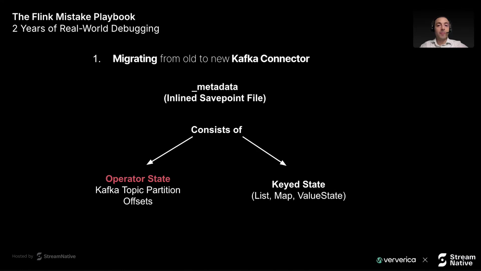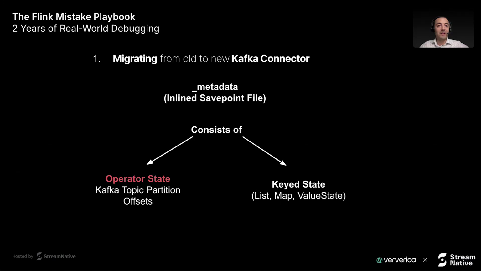But when the file is with some Flink settings, it can be inlined and all the states can be put into this underscore metadata file. It basically consists of, again, the operator state and then the keyed state. By operator state, we mean that it's just keeping your Kafka topic partition offsets. And then the keyed state: your operators can have list, map, or value states that you just calculate based on a key. It will consist of all that state data.